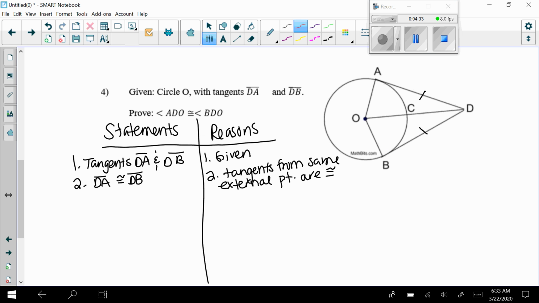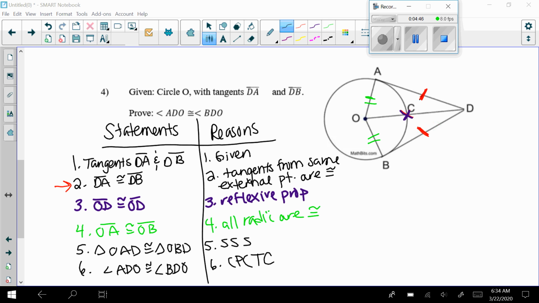All right, this step 2 here is a day 1 theorem that's coming from the same external point. Those tangents have to be congruent. So there's 1. Here's this proof finished. So we have reflexive, we have the radii being congruent. I did side, side, side, and CPCTC.